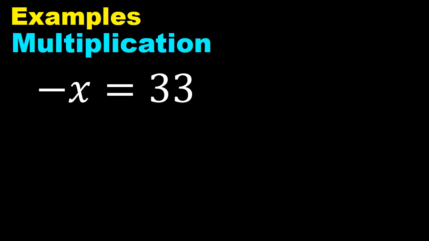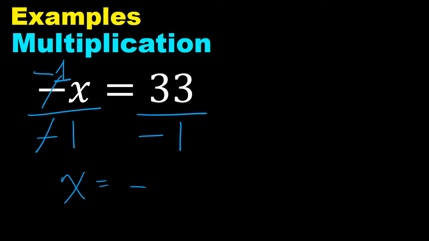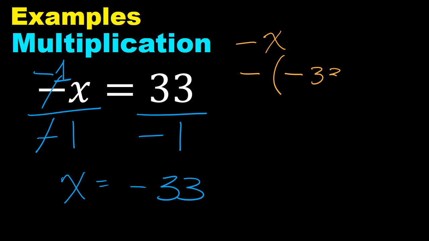So now we got this one. I have negative x is equal to 33. You notice that there's no integer in the front because it's not listed, because it's actually negative 1 here. So what I'm going to do is go ahead and divide both sides of my equation by negative 1. What happens is the negatives cancel out, so I'm left with x being equal to negative 33. The way this looks is if I check this, if I have negative x, I'll have negative negative 33, and a negative times a negative gives me that positive 33.